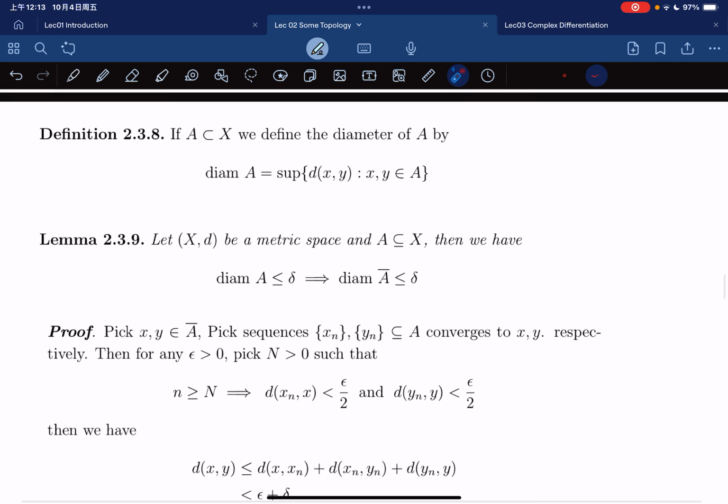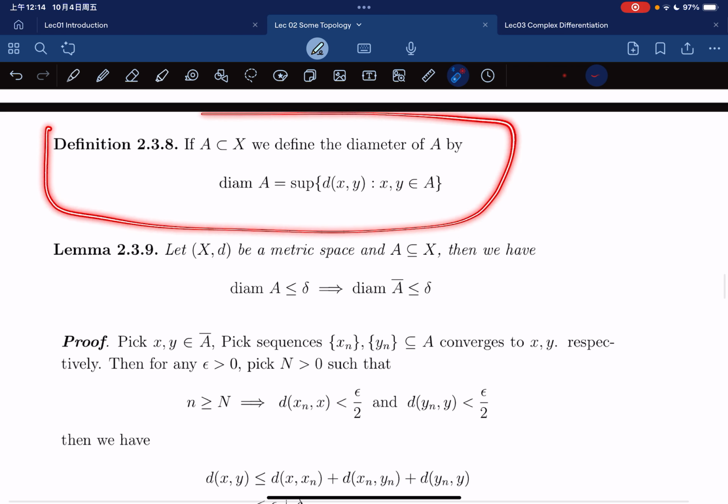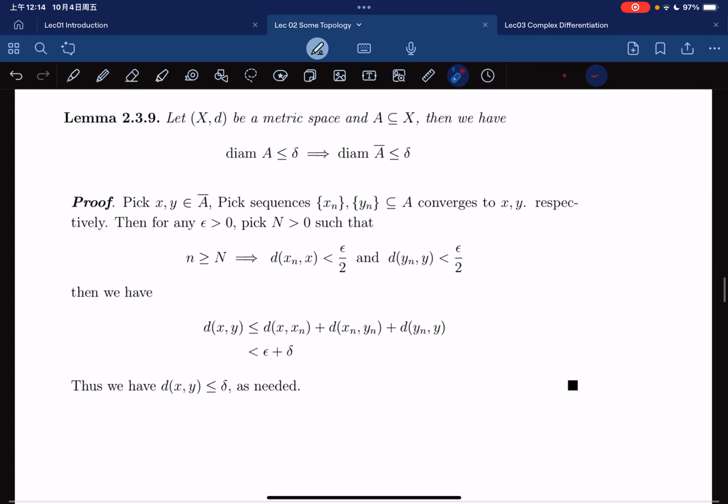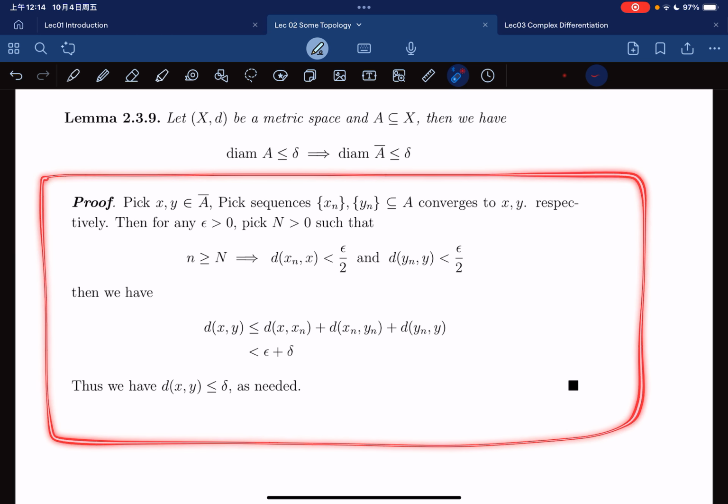We have some properties about the diameter of a set. The diameter is the supremum of all distances d(x, y) for x, y in A. This could be positive, or could be positive infinity. We have that if the diameter of A is less than or equal to delta, the diameter of A bar is also less than or equal to delta. Here's the proof. It's really not that hard.